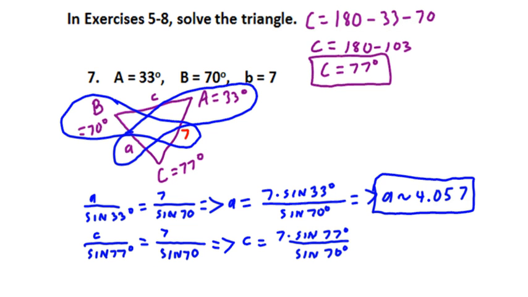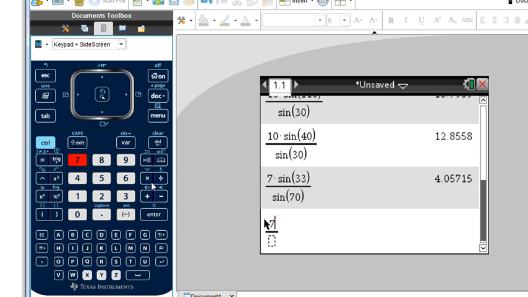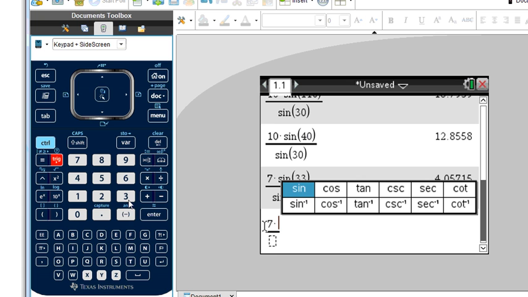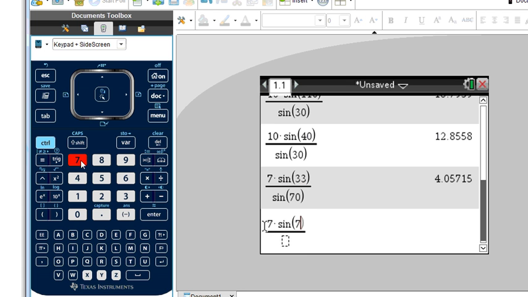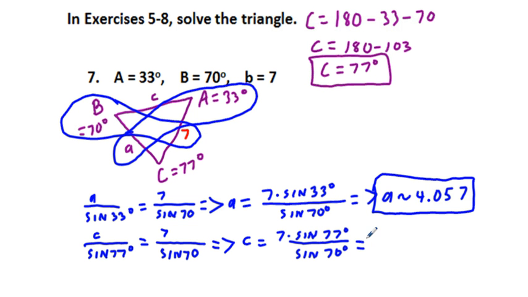So we go to our calculator. 7 times the sine of 77 degrees over the sine of 70 degrees. So we get 7.258. Okay, there we go.